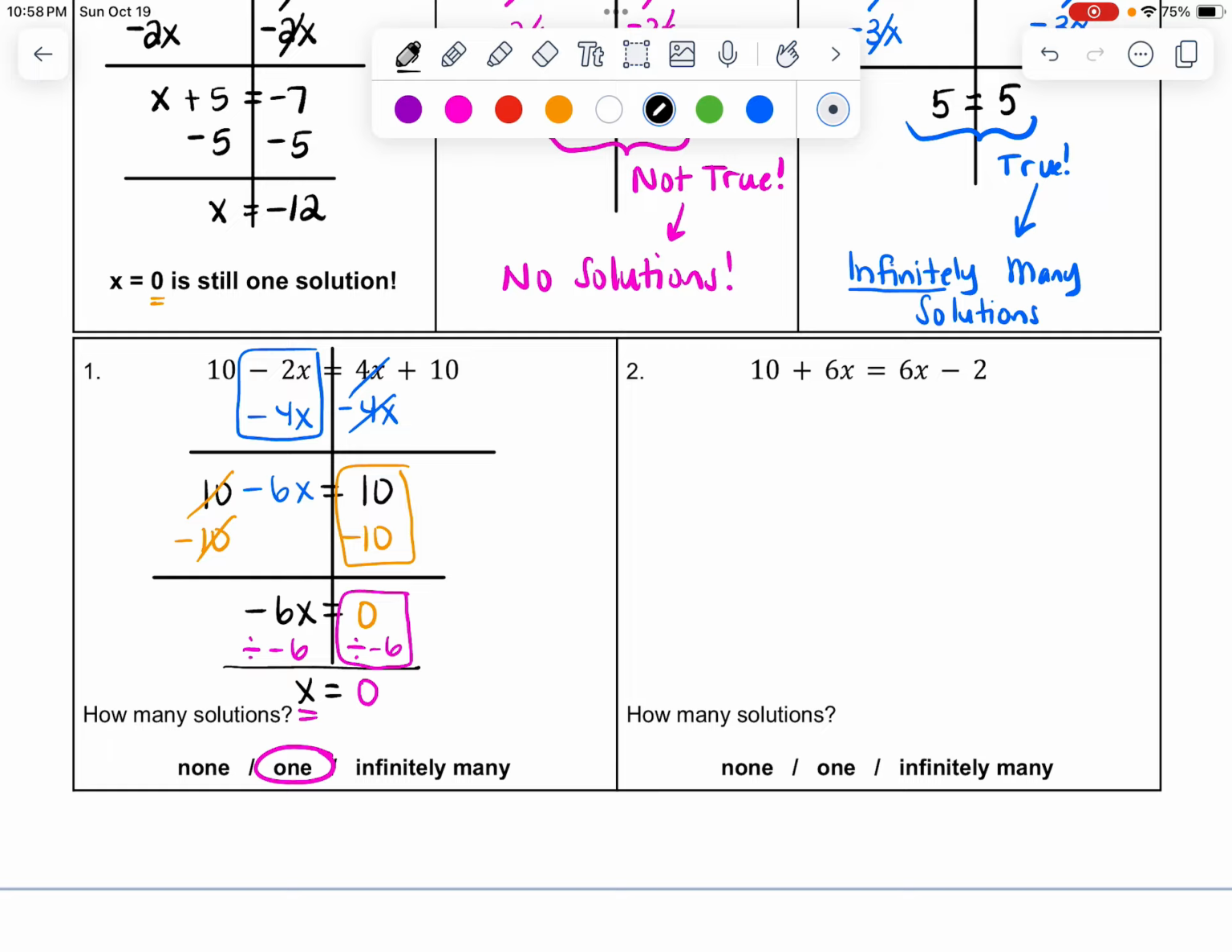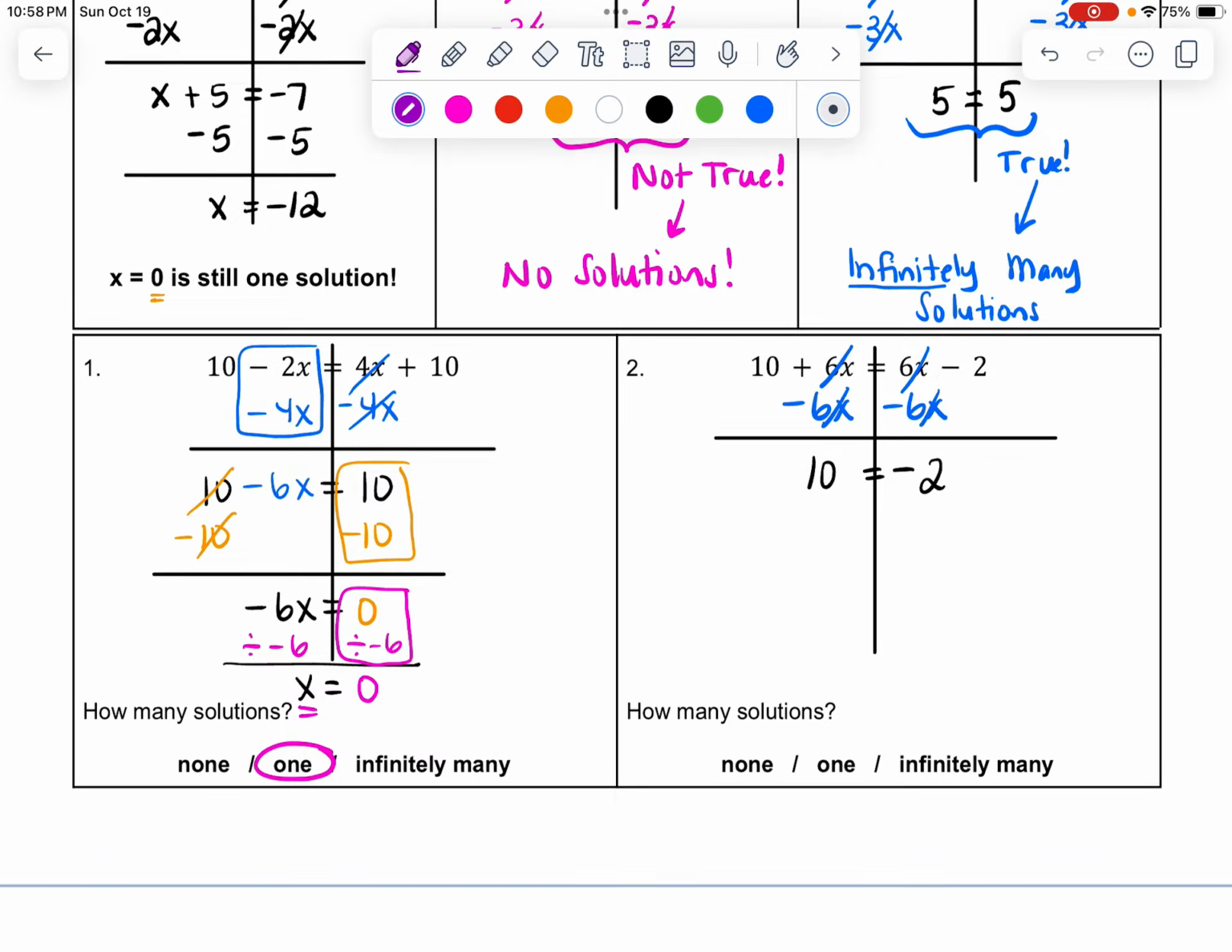For problem number 2, I would start by trying to get my x's together. So I would subtract 6x on both sides. And when I do that, my 6x's cancel on the left. I just get 10. And they also cancel on the right. So I just get negative 2. Now I can already tell something weird is happening here. There are no x's left.